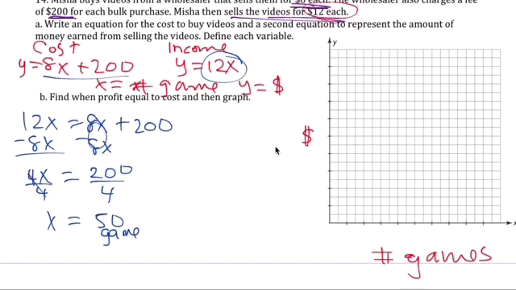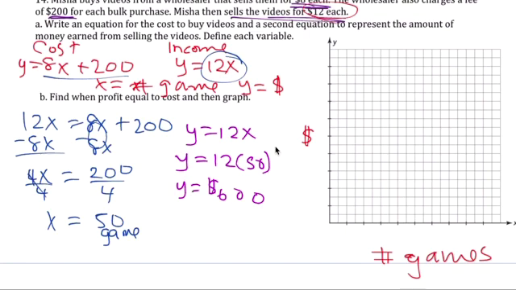How much when income and cost are equal? So y equals 12x, right? y equals 12 times 50. You get $600. So you have to sell 50 games, and you'll get $600.